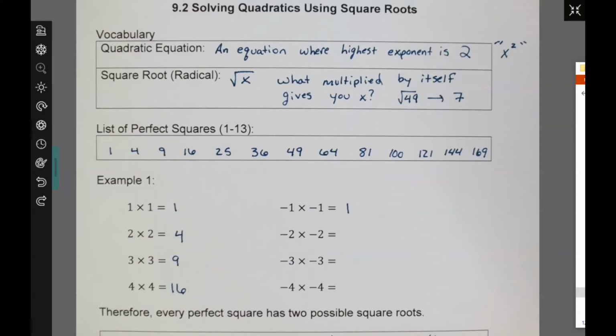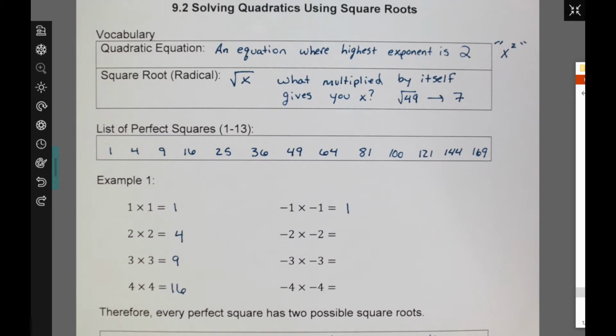All right, section 9.2 deals with this concept of a quadratic, and we're going to want to actually solve these quadratics. Since this is an intro, we do have a bunch of vocab we have to do. The first off being, what is a quadratic equation?